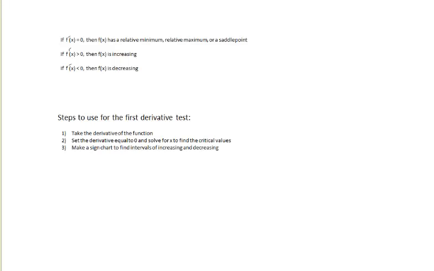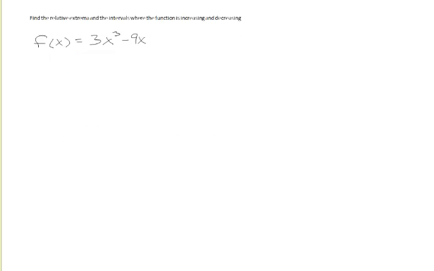So let's take a look at an example. So here I have find the relative extrema, which are our relative minimums and our relative maximums, and the intervals where the function is increasing and decreasing. So we're going to use the first derivative test to do that. So step 1, find the derivative. So we have f prime of x is equal to 9x squared minus 9.